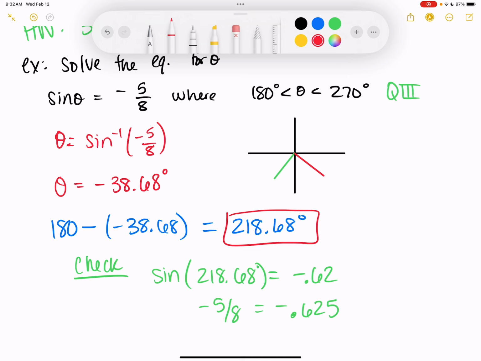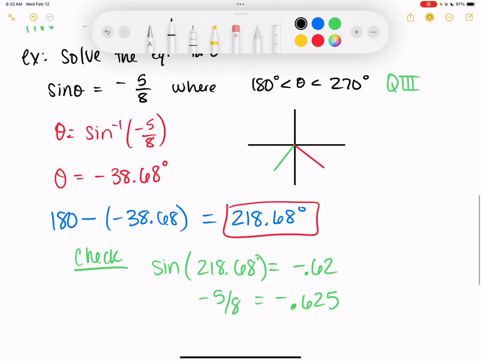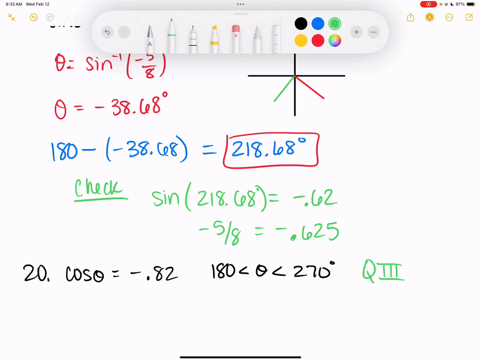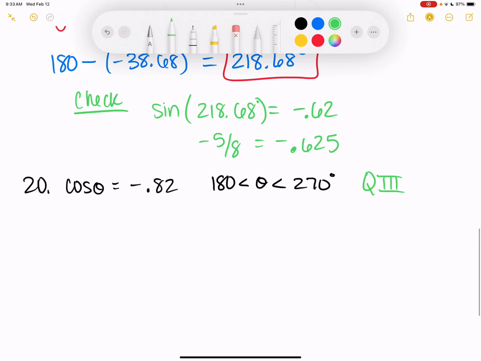All right. Now actually out of the problems, number 20. Cosine of theta equals negative 0.82, and it's from 180 less than theta less than 270. So this one's also in quadrant 3. But where does cosine typically occur? On that. Yep, cosine occurs on the top, so I just need to keep that in mind.